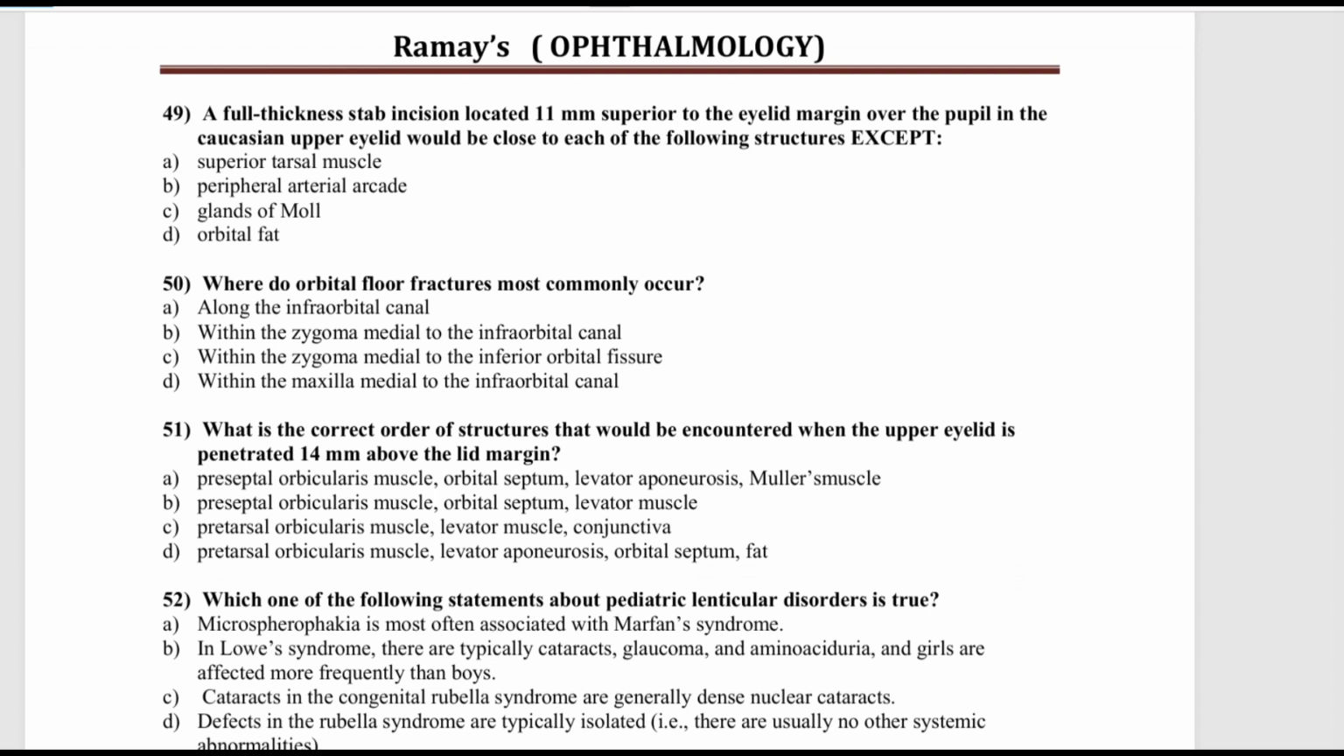Our next question is: a full thickness stab incision located 11 millimeters superior to the eyelid margin or the pupil in the Caucasian upper eyelid would be close to each of the following structures except. So the incision is given 11 millimeters superior to the eyelid margin. What structures will be present and which structure will not be present? The options are superior tarsal muscle, peripheral arterial arcade, gland of Moll, and orbital fat.